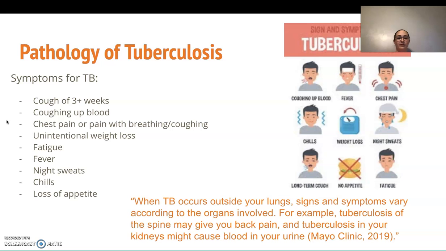According to the Mayo Clinic website that I used for their article on TB, they said, whenever TB occurs outside your lungs, signs and symptoms may vary according to the organs involved. For example, tuberculosis of the spine may give you back pain, while tuberculosis in your kidneys might cause blood in your urine. But usually the symptoms are all the same as the respiratory one, but as it spreads to other body parts or body systems, it might cause some different ones that aren't seen in this list.